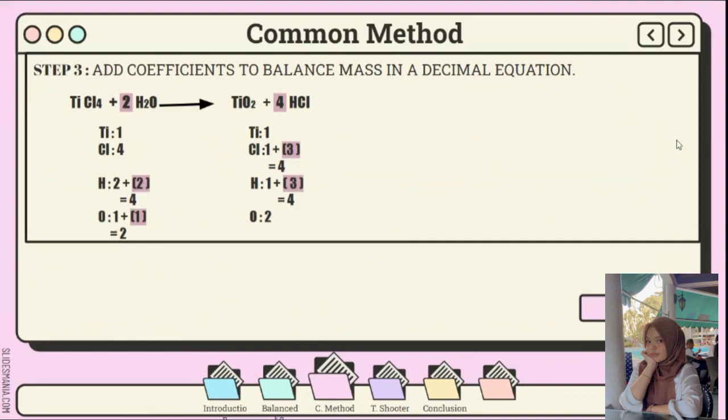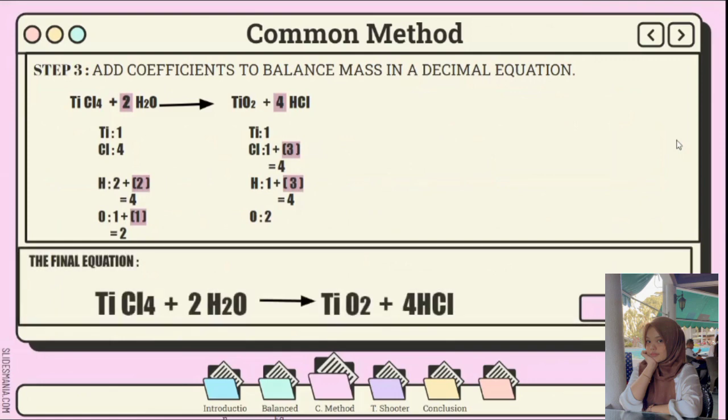So the chlorine is balanced now. Move to the next element, hydrogen. On the reactant side, we have 2 atoms of hydrogen, and on the product side, we have 1 atom of hydrogen only. So we just have to balance it. We add 3 atoms on the product side and 2 atoms on the reactant side. So now the hydrogen is balanced.